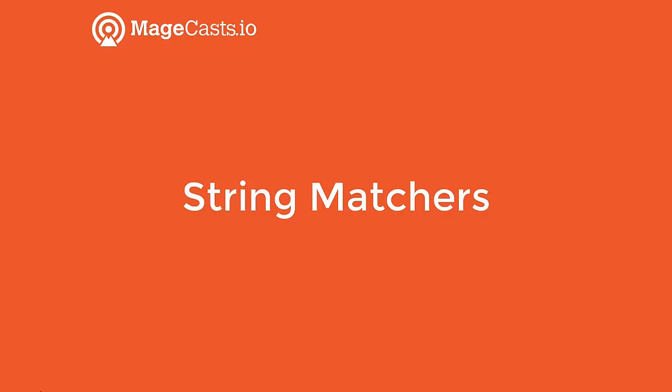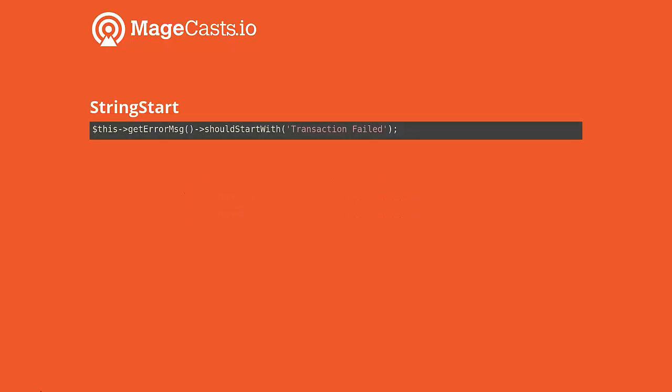String matchers. The following three matchers are used to handle string assertions, and they are StringStart, which will check that a method returns a string starting with a specific substring.